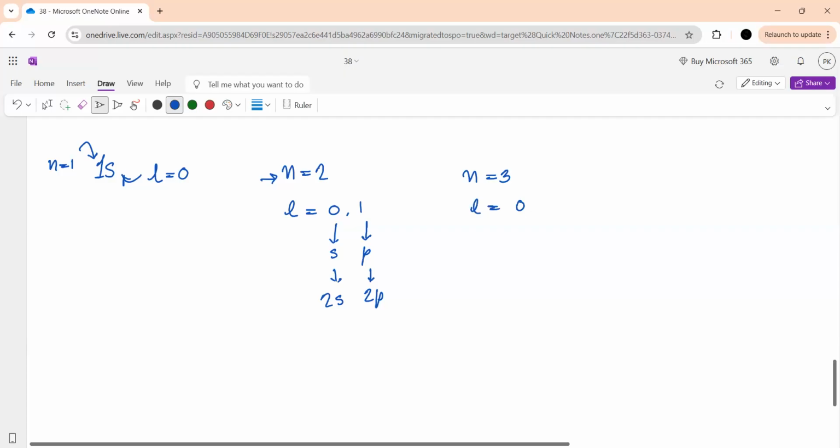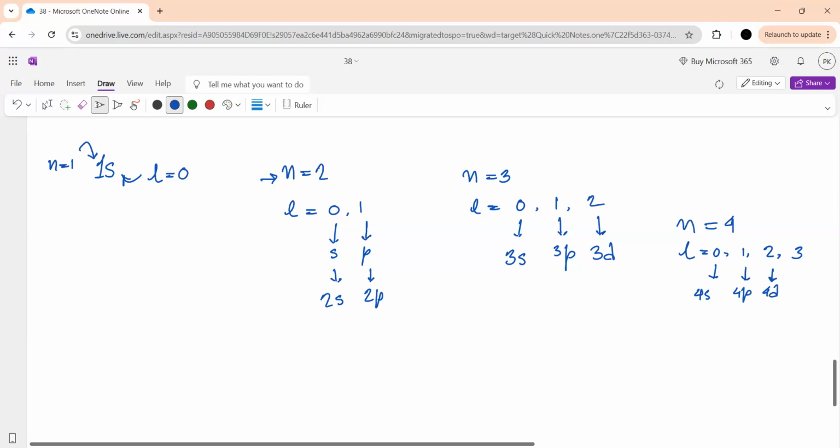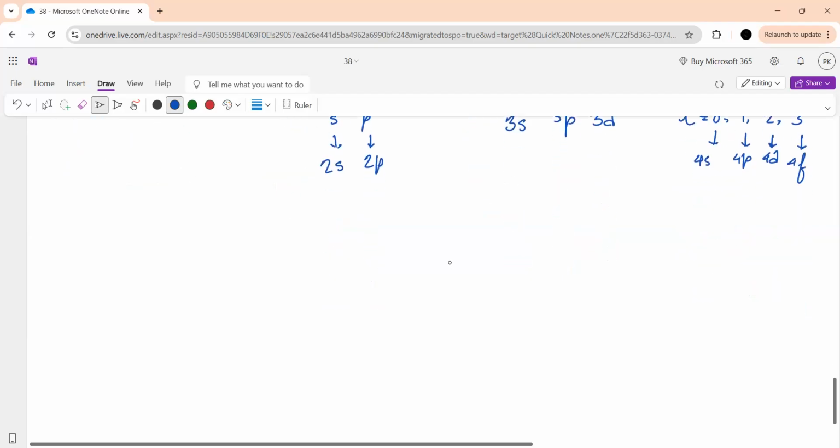Values of L will be 0, 1 and 2. So we will call it 3s, we will call it 3p, and we will call it 3d. Similarly, again, if it's 4, then the values of L will be 0, 1, 2, 3. And we will call it 4s, we will call it 4p, 4d, 4f. Fine.